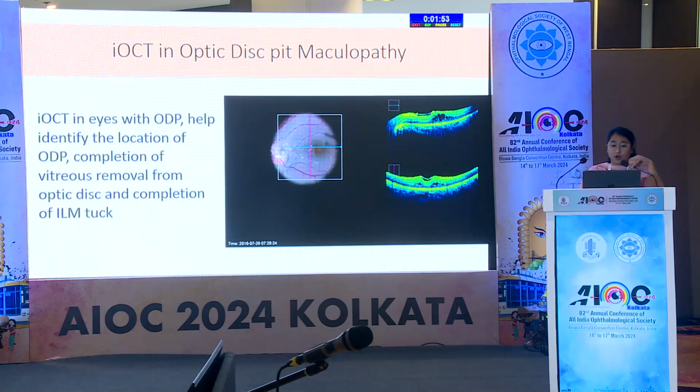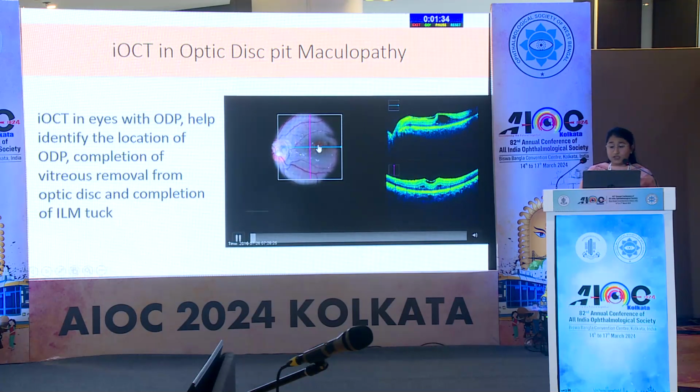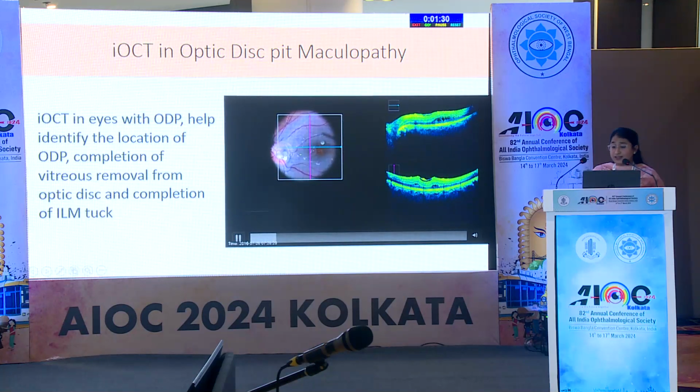Then in patients with optic disc pit maculopathy, we know that there can be presence of small cystic changes at the fovea besides NSD. There could be glial tissue at the optic disc head. There could be vitreous adhesion at the optic disc pit. And these need to be adequately removed for the surgery to be a success. So again, we can see cystic changes, we can see the ILM, we can identify the exact location of the optic disc pit, as well as ensure the completion of an ILM tuck.